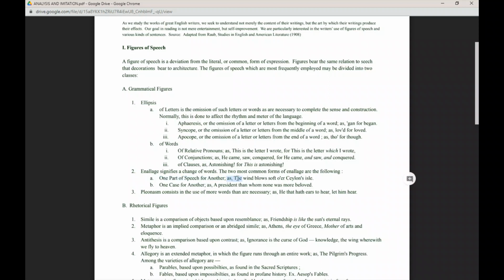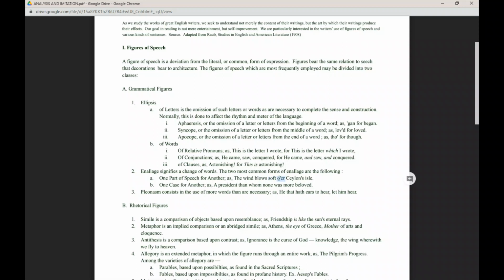And if we read this sentence, we read, "The wind blows soft o'er Ceylon's isle." And we might ask, what word has been changed? Because for many readers, they'll read this and see that everything looks fine. But what's happened is the adverb softly has been replaced with an adjective, soft. This is not proper grammar. It should be the wind blows softly, but this change is made intentionally to affect the speech, to affect the reader.